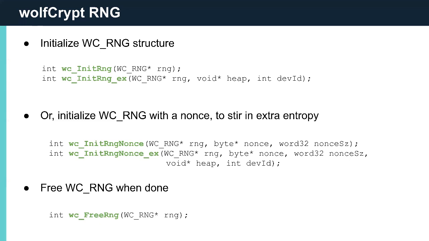The heap pointer is if you're going to be using your own heap and you don't want to use just the normal heap on the system. Dev ID, you'll see in a later session, is specific to something we have called crypto callbacks. So it's a way to use an ID for calling down into an underlying crypto provider. You can initialize the RNG with a nonce if you want to add in extra entropy using the init RNG nonce function in place of that initial init RNG. And then when you're all done with the WC_RNG structure, you would free it up with wc_FreeRng.